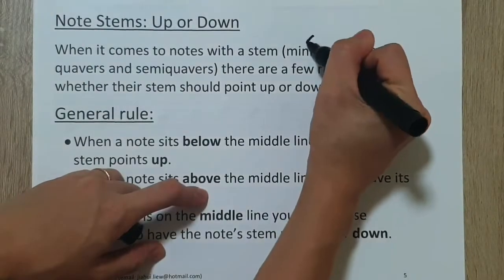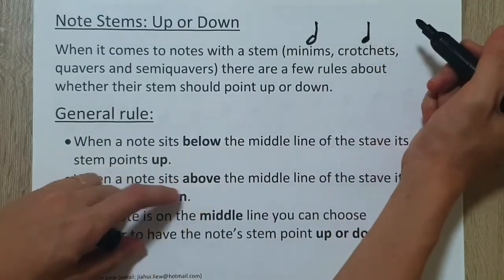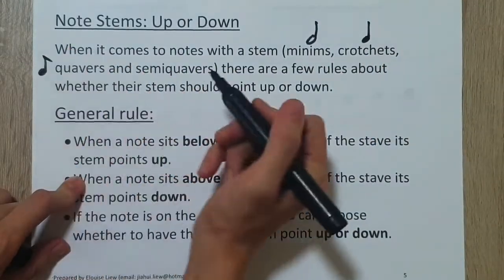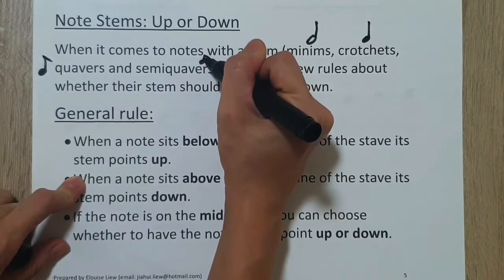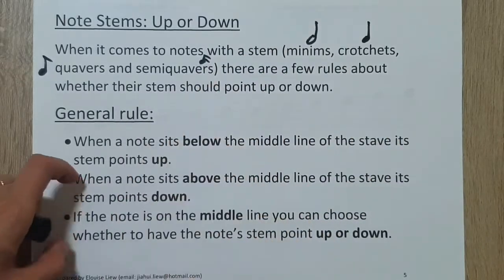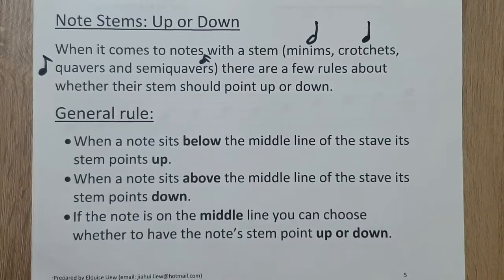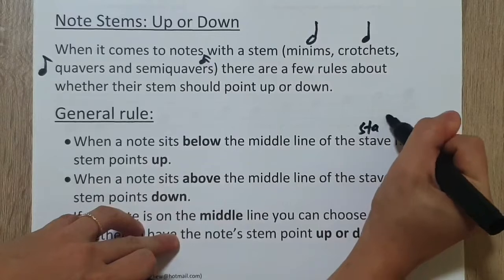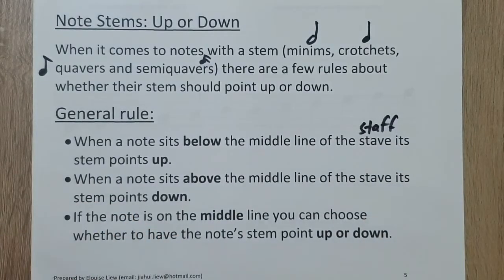Okay, minim is this. Crotchets, quavers, semi-quavers with 2 tails, okay? The general rule is when a note sits below the middle line of a staff, or you can call it stave, its stem points up. When a note sits above the middle line of the staff, its stem points down. If a note is on the middle line, you can choose whether to have the note stem point up or down. So what do I mean by this?